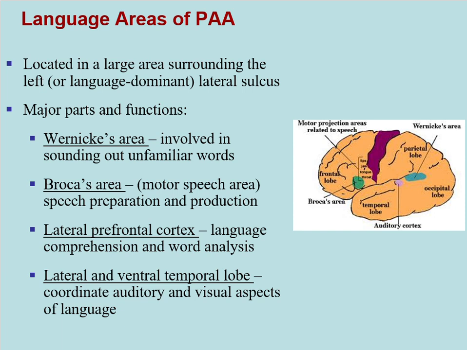Wernicke's area, where it's involved in sounding out unfamiliar words, is a sensory area, whereas Broca's area would be a motor area. So make sure to differentiate those two. Both are language areas of the posterior association area. Broca's area is right on that divide between anterior and posterior association area, but it is a true motor speech area that allows for speech preparation and production. We also have the lateral prefrontal cortex, which helps with language comprehension, word analysis, and the lateral and ventral temporal lobe, which has a little bit to do with coordinating auditory and visual aspects of language, so it works well with Wernicke's area.